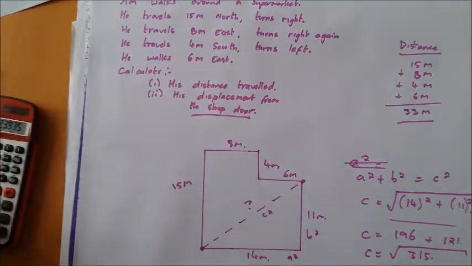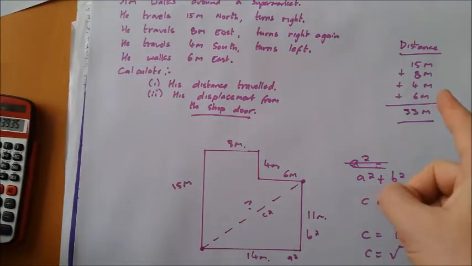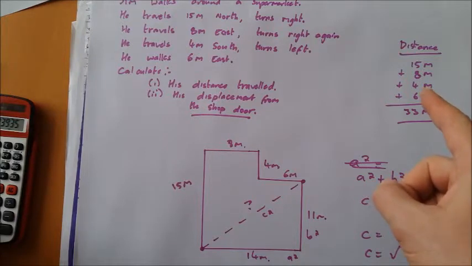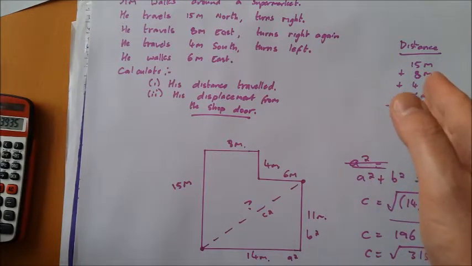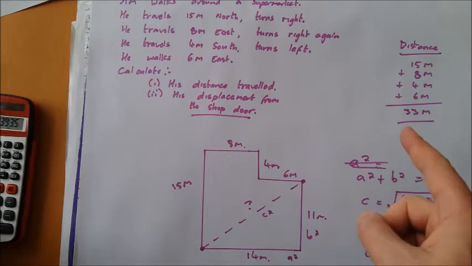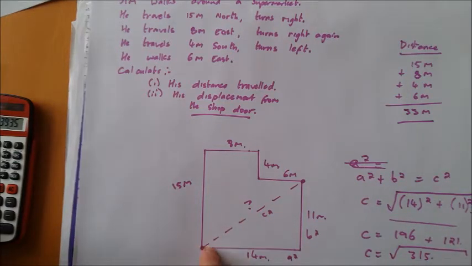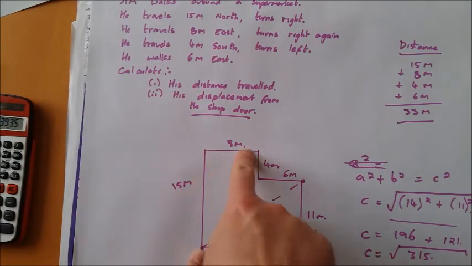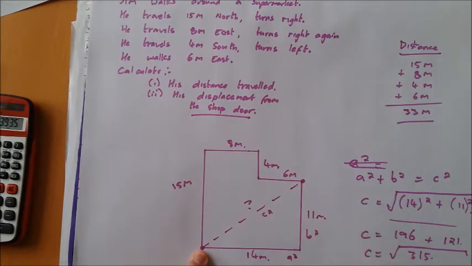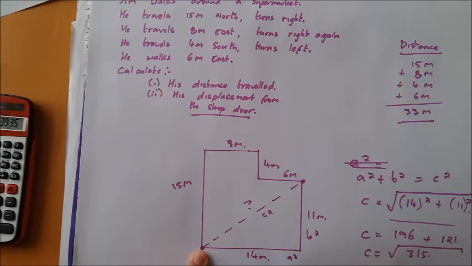So, a scalar quantity doesn't have direction associated with it, it only has a value. So the scalar quantity is distance, how far he's travelled. The vector quantity is how far he is from the door. So although he's taken a long roundabout way, he's only 17.7 metres away from the door.